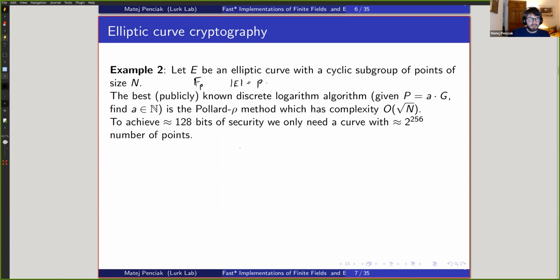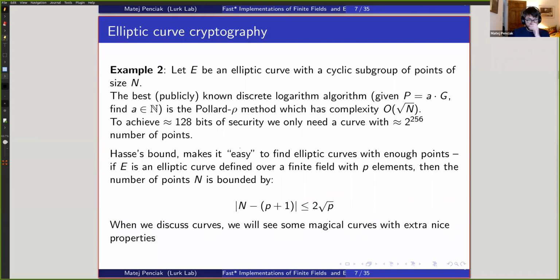And so our goal is to find elliptic curves with about 2 to the 256 points. And Hasse's bound for the number of points on elliptic curves basically makes it easy to find elliptic curves with enough points. We just have to define some elliptic curve over a field which is large enough. So if p is about 2 to the 256, then the number of points on an elliptic curve defined over F_p will be about 2 to the 256.